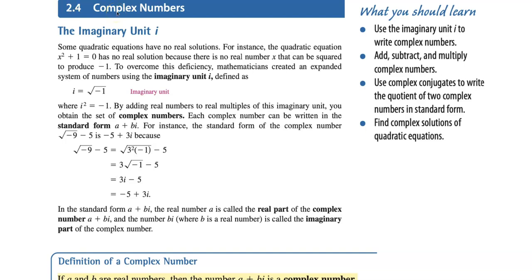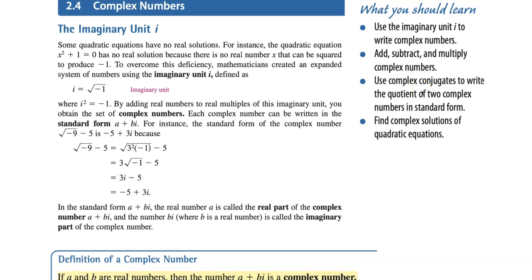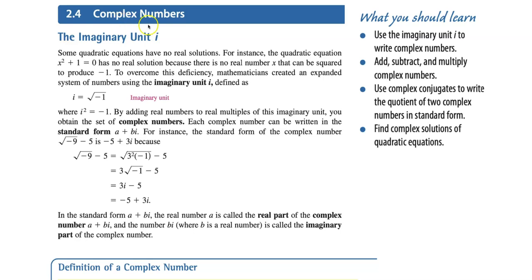2.4 Complex Numbers. What you should learn: use the imaginary unit i to write complex numbers. We're going to add, subtract, and multiply them. We're going to use complex conjugates to get rid of the i's. And we're going to find solutions to quadratic equations. So this lesson is all about complex numbers.